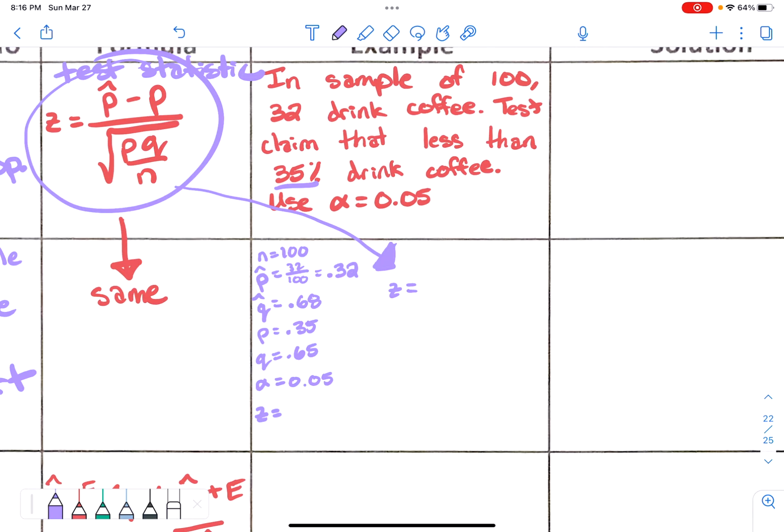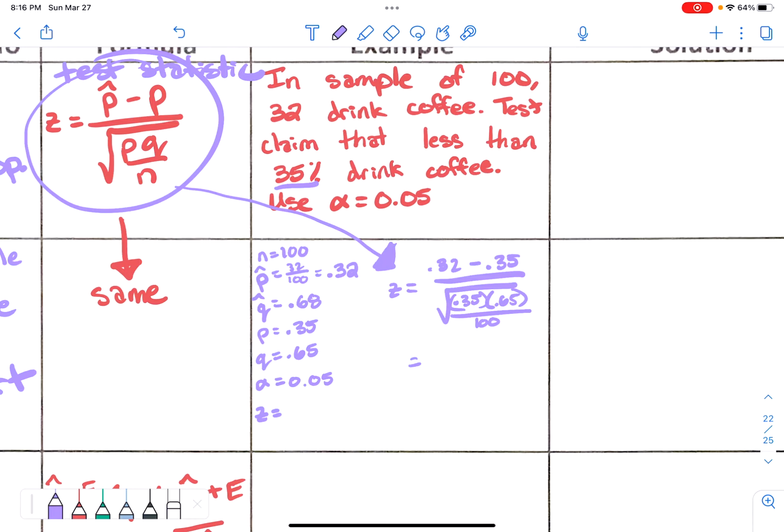All right. So p hat is 0.32. I'm filling this formula in right here. P hat is 0.32 minus p, which is 0.35, all over the square root of pq. P is 0.35, Q is 0.65, all over n, and n is 100. Okay, so I calculate that value.